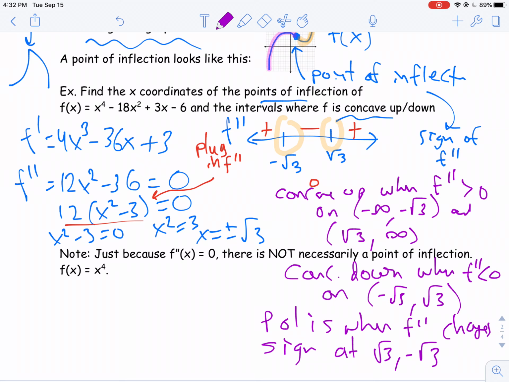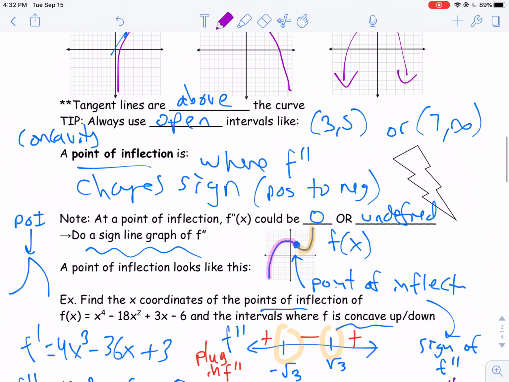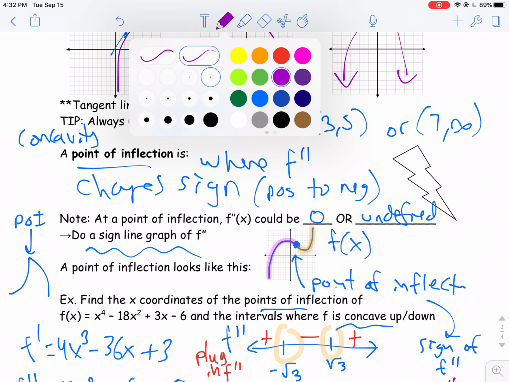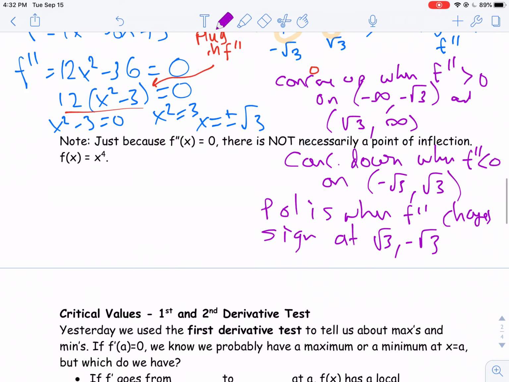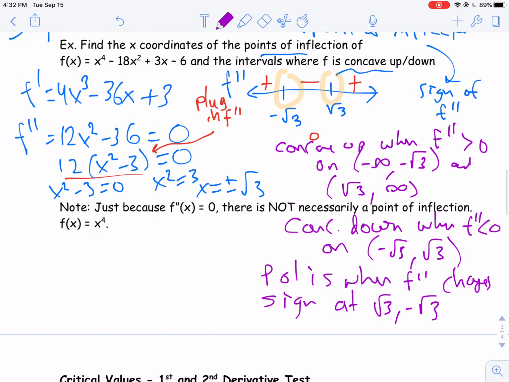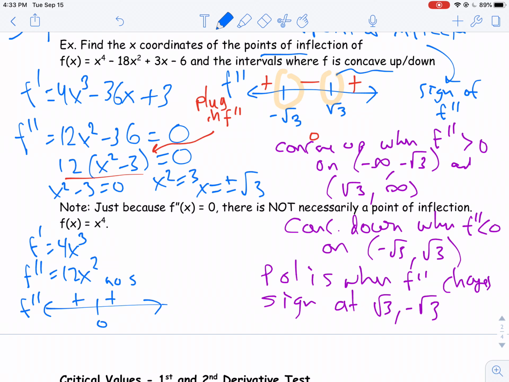That's concave up and down. And one key point, at a point of inflection, it must change sign. This is key. I always see people that just think a point of inflection is when your second derivative is 0, but the sign change is crucial. And the example I gave here is, look at x to the 4, right? Because if you take the first derivative, you get 4x cubed. The second derivative is 12x squared. If you make a sign line graph of f double prime, you split it up at 0, there's no sign change. And sure enough, this is not a point of inflection.